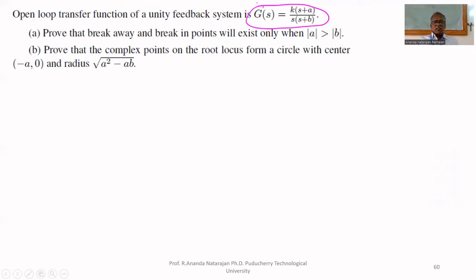Prove that the complex points on the root locus form a circle with center minus A comma 0 and radius square root of A square minus AB.